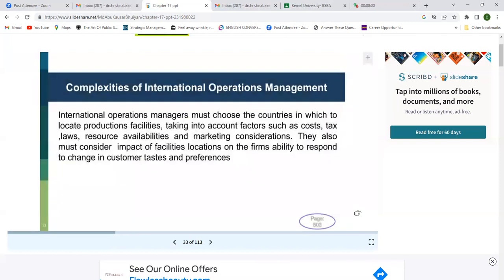International operation managers must choose the countries in which to locate production facilities, taking into account factors such as cost, tax laws, resource availability, and marketing considerations. They also must consider the impact of facilities location on the firm's ability to respond to changes in customers' tastes and preferences.